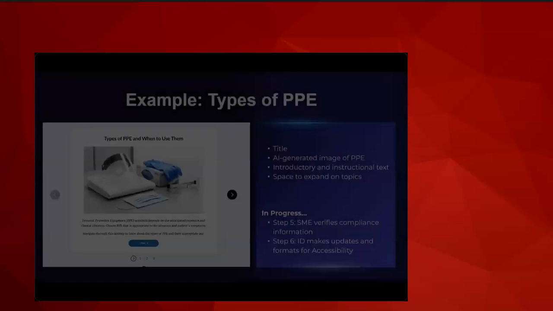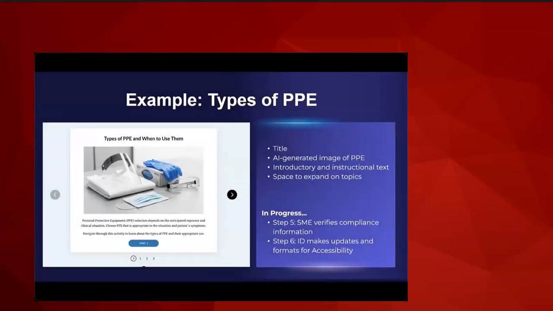Types of PPE and when to use them. Here is the final product. There is the title of Types of PPE and when to use them. The image of various PPE, including a folded gown, face shield, surgical mask, goggles, and gloves, is AI generated. This is an example when AI did a good job of providing a clear and relevant image for the topic.